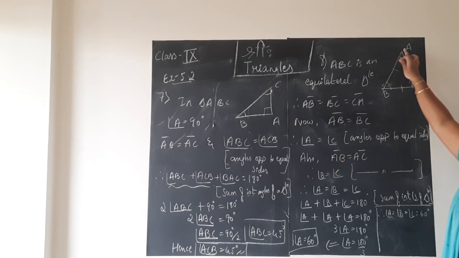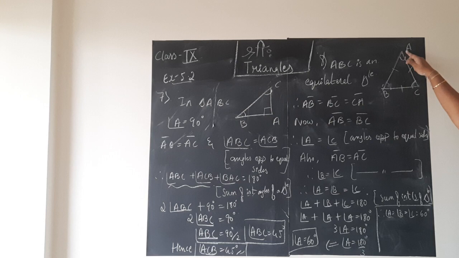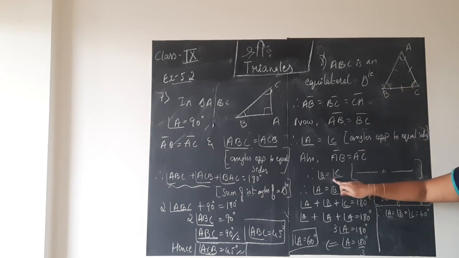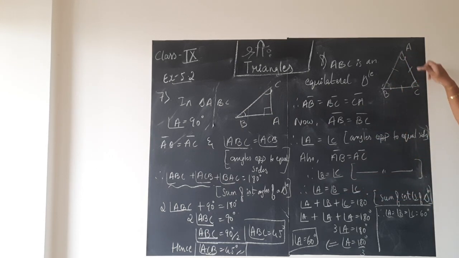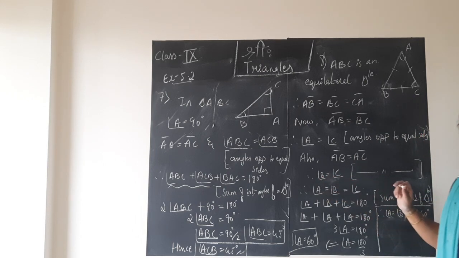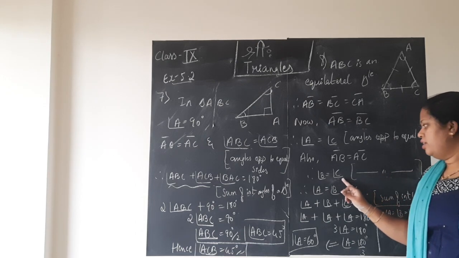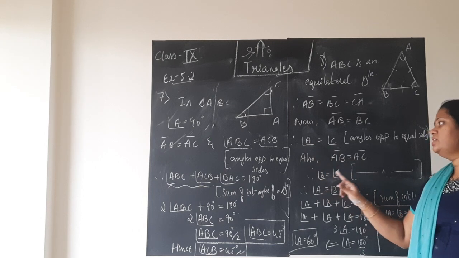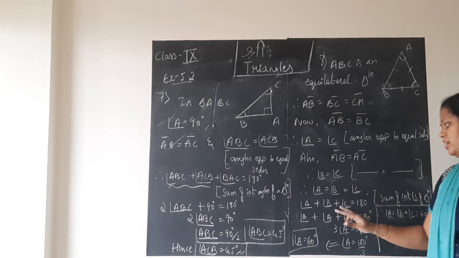Now the other two sides, AB and AC: if I consider them, for the side AB, angle C is the opposite angle, and for the side AC, angle B is the opposite angle. Therefore, angle B equals angle C, I can write. Again, same reason: angles opposite to equal sides. You don't put ditto, you should write the reason. Therefore, angle A equals angle B equals angle C, we can write.